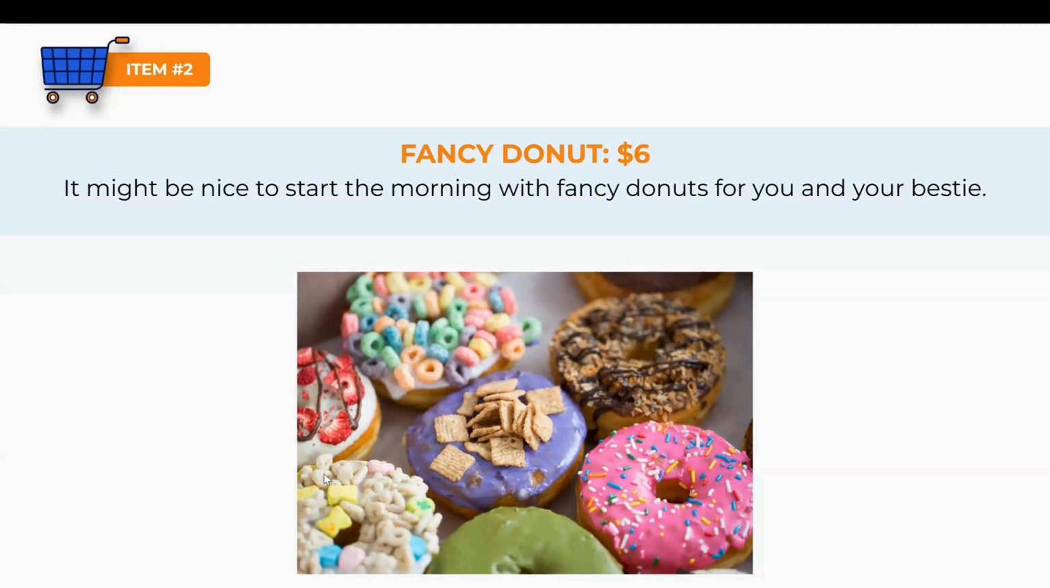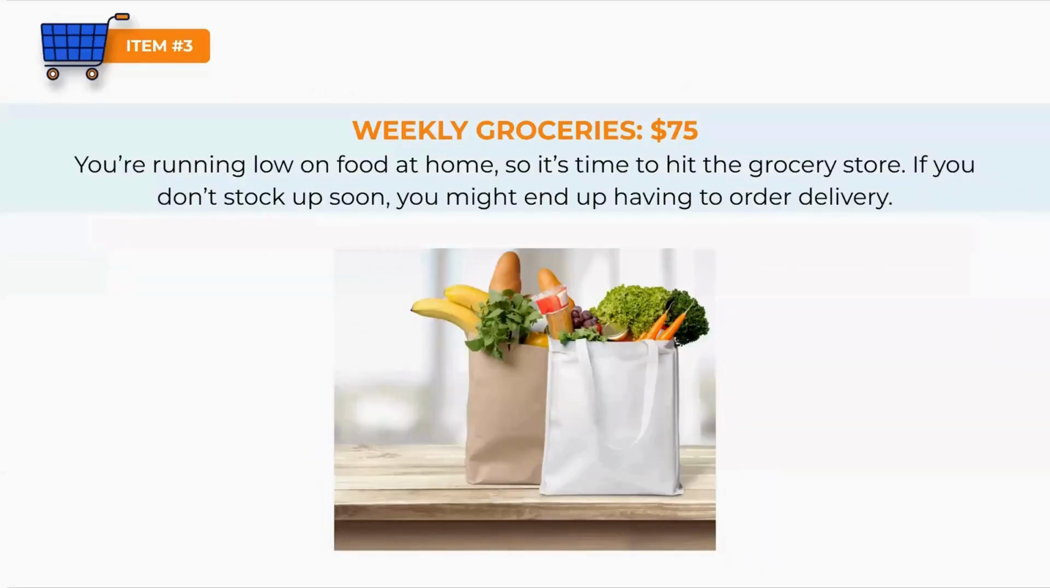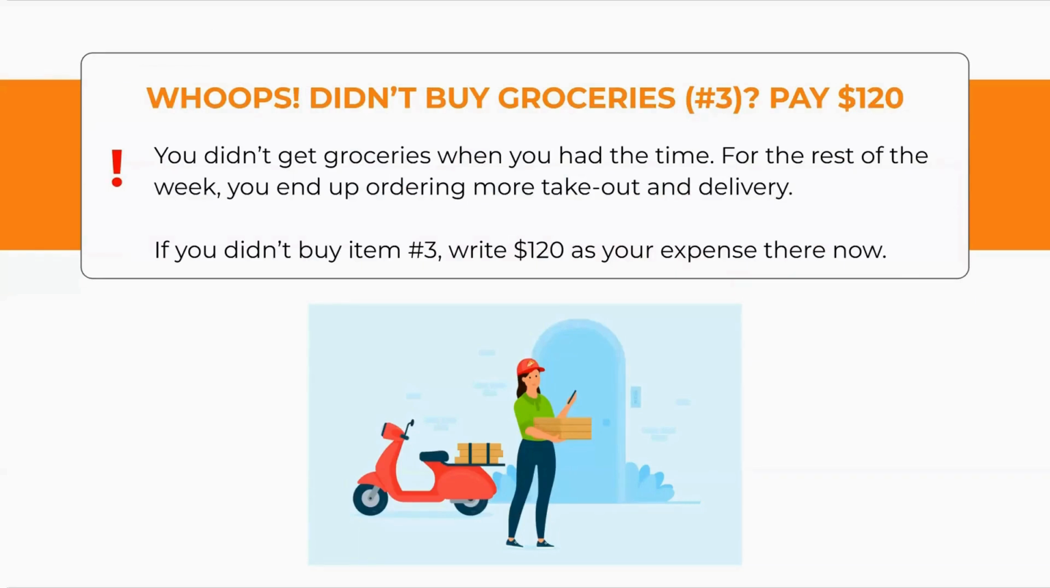All right, now if you did not buy groceries, go ahead and go back for that one. For number 3, it says pay $120. You didn't get groceries and you had no time for the rest of the week. You end up ordering more takeout delivery. If you did buy item number 3, write $120 as your expense right now. If you did not get the groceries. Hopefully everybody's keeping up. Am I going too fast? Are we good? You okay?